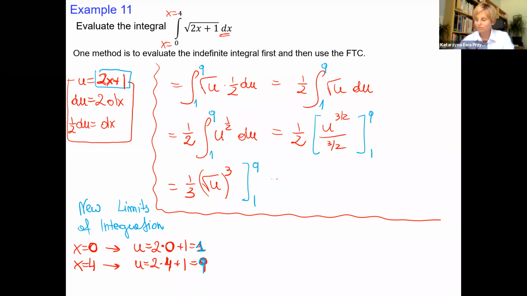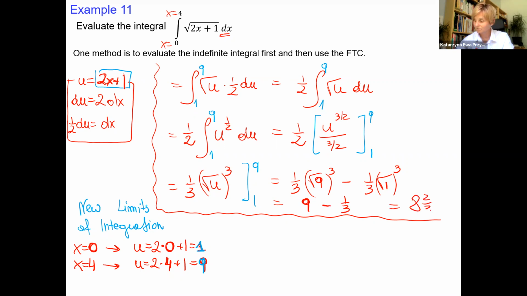I can show you how we can do it differently, but let's finish this. We remember the fundamental theorem of calculus. Let's substitute 9, the upper limit, and cube, minus, let's substitute the lower limit and cube. Square root of 9 is 3. 3 cubed is 27. 27 divided by 3 is 9. 9 minus 1/3 is 8 and 2/3.